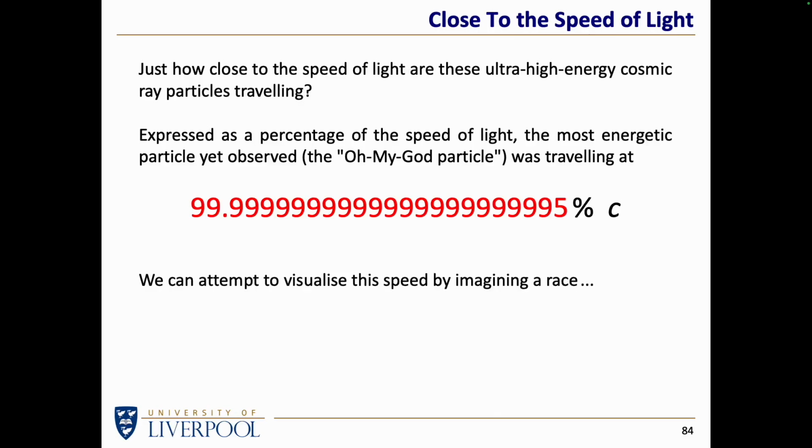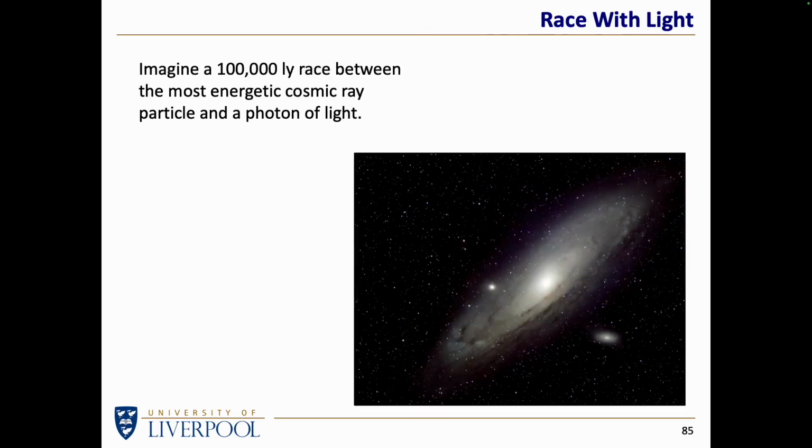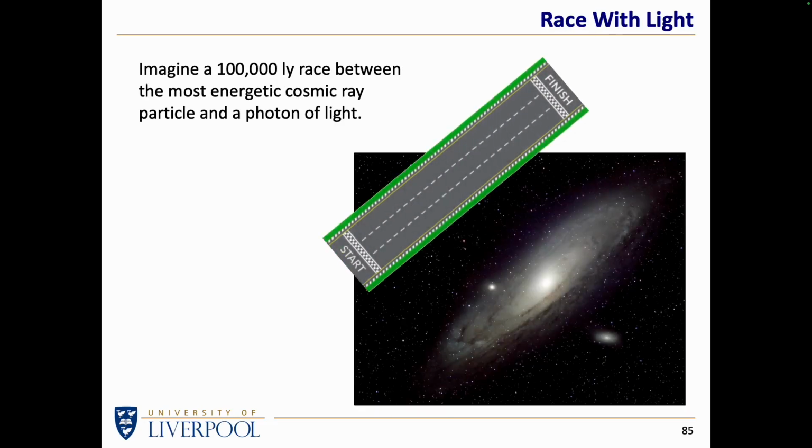But there is a way of visualizing just how fast these things are going. Let's just imagine a race. Let's imagine we've got a racetrack that's approximately 100,000 light years long. So we've got a racetrack, hypothetically, through a perfect vacuum, and the race is roughly the diameter of the galaxy. And it's a race between light and the most energetic cosmic ray that we've seen to date.